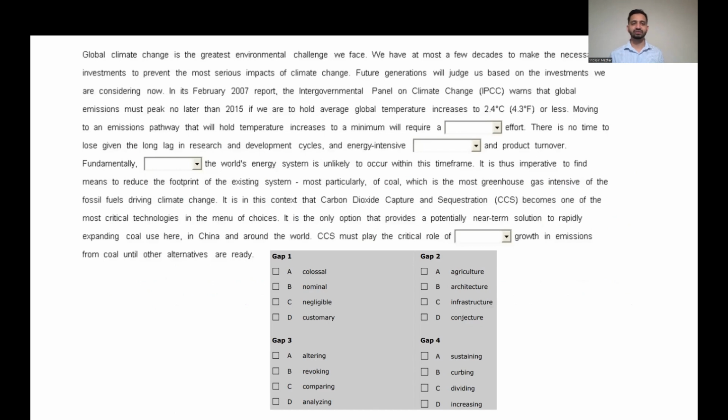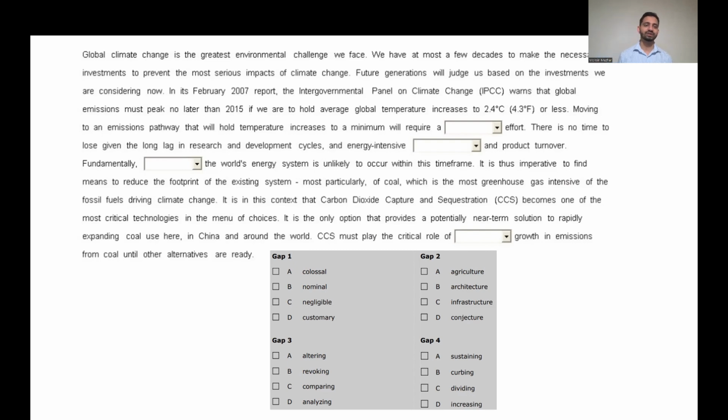Global climate change is the greatest environmental challenge we face. We have at most a few decades to make the necessary investments to prevent the most serious impacts of climate change. Future generations will judge us based on the investments we are considering now. In its February 2007 report, the Intergovernmental Panel on Climate Change, IPCC, warns that global emissions must peak no later than 2015 if we are to hold average global temperature increases to 2.4 Celsius, 4.3 Fahrenheit, or less.